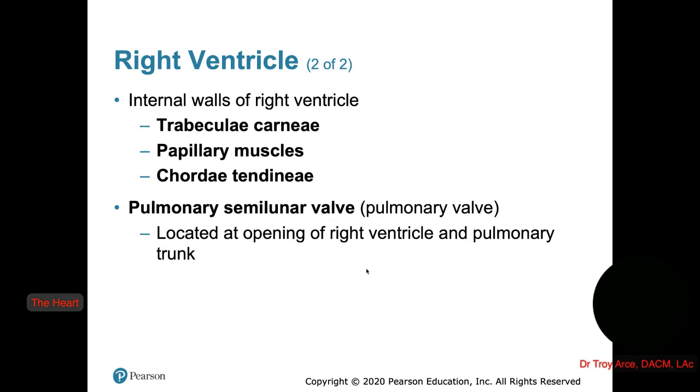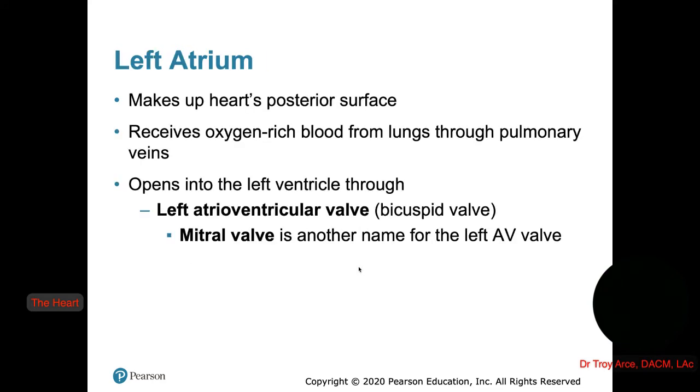And what does it do when it gets to the lungs? It takes all that CO2, exchanges it with O2, and it comes back to the heart, which we'll discuss when we get into the left side of the heart. So the left atrium is, again, one of the top chambers on the left side. It makes up the heart's posterior surface, and it receives oxygen-rich blood from the lungs through the pulmonary veins.